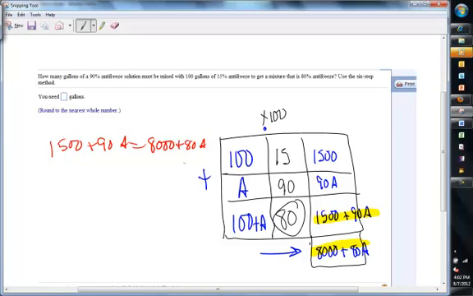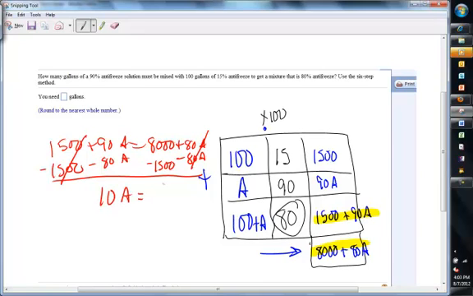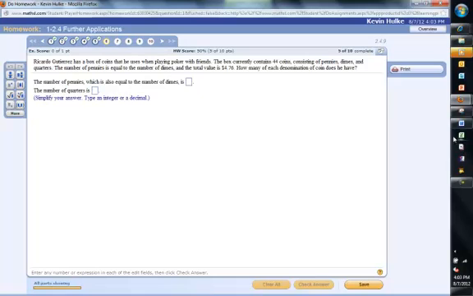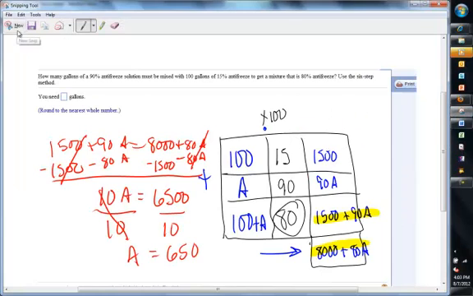Okay, let's subtract 80A from each side. That takes care of that. So let's subtract 1,500 from each side. That takes care of that. So we have 10A equals 6,500. Divide both sides by 10. A is 650. So we would need 650 gallons of that kind. All right, next problem.